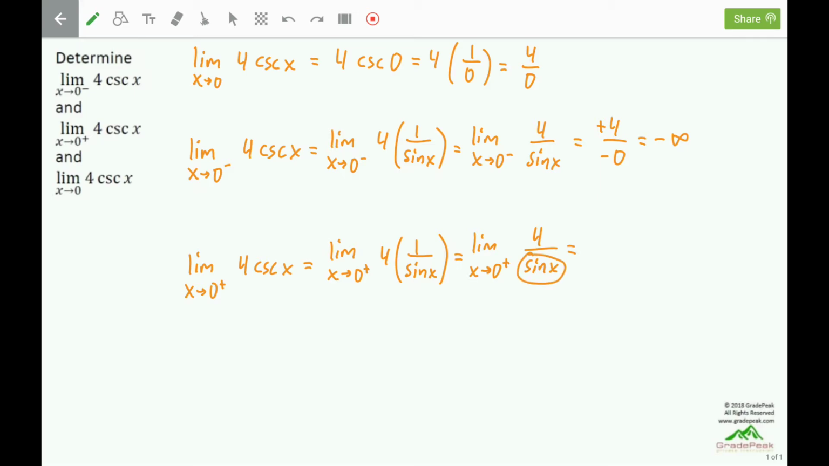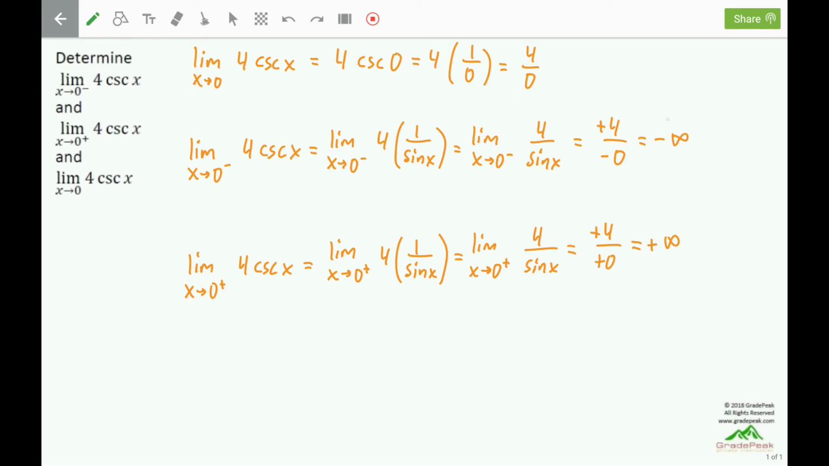For this denominator here in the first quadrant, the sine will be a positive, though it is approaching 0, so it can be replaced with a positive 0. The 4 in the numerator is a positive. Positive over positive is positive. Non-zero over 0 is an infinity. And there's the result of the right-sided limit.